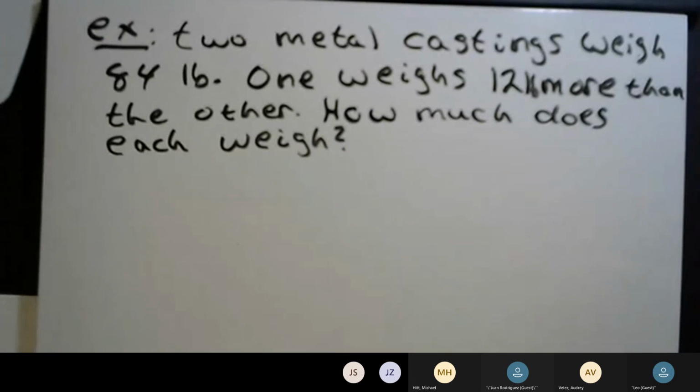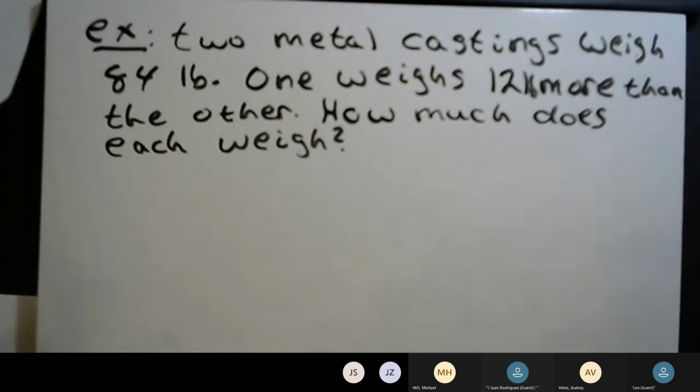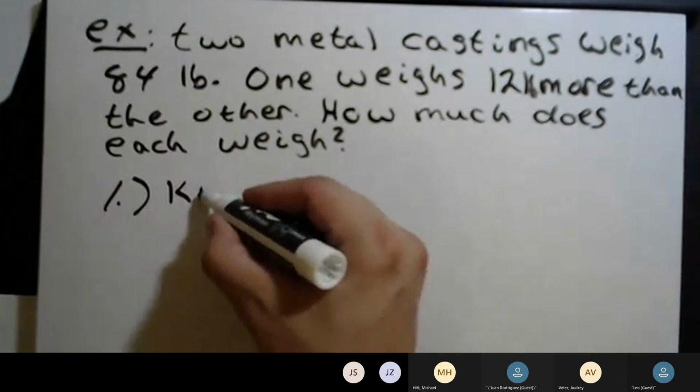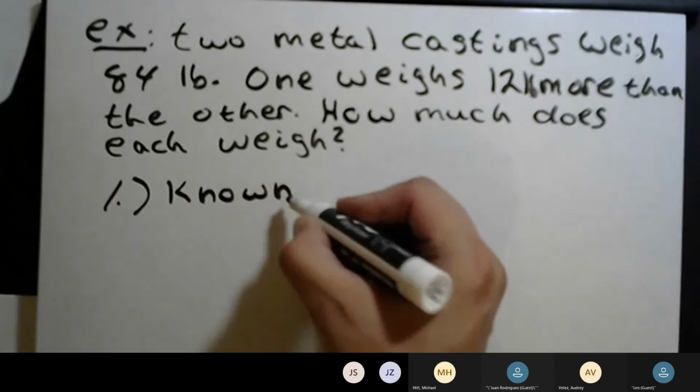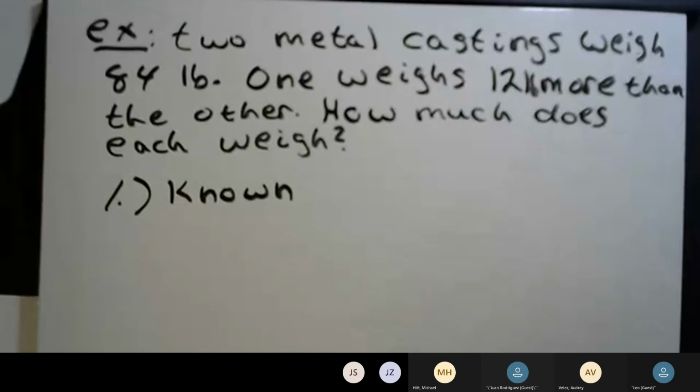So two metal castings weigh 84 pounds. One weighs 12 more pounds than the other. How much does each weigh? So the trick here, again, I'm going to say step one. This is, to me, the most important thing. Well, assigning the variable is pretty important too. But this is a great way to start.